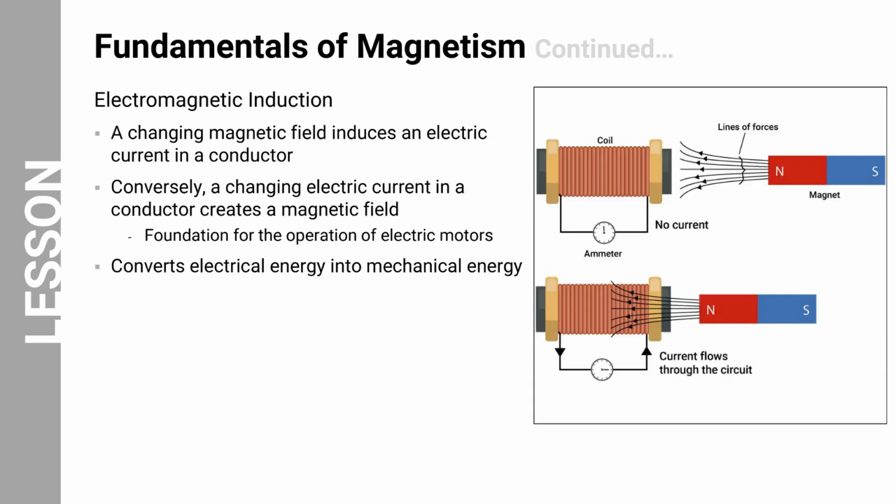Electromagnetic induction is a phenomenon where a changing magnetic field induces an electric current in a conductor, or conversely, a changing electric current in a conductor creates a magnetic field. This principle is the foundation for the operation of electric motors. In an electric motor, electromagnetic induction is used to convert electrical energy into mechanical energy.